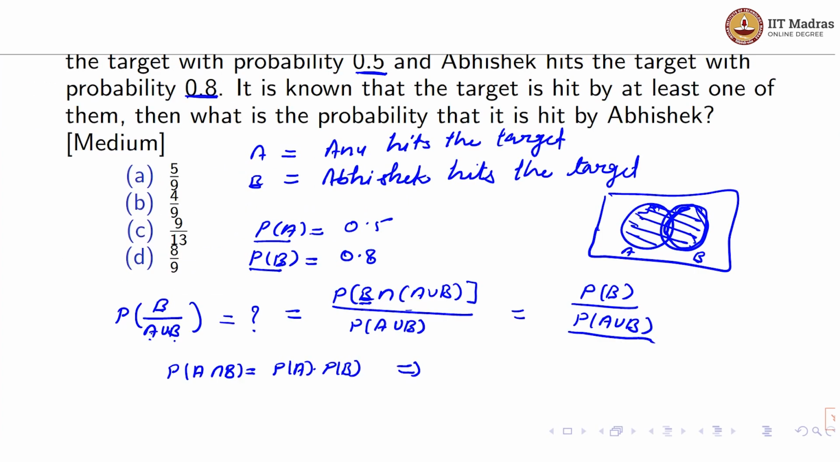Hence probability of B given A union B will be equal to probability of B, which is 0.8, upon P of A union B, which I calculated as 0.9. So this will be equal to 8 by 9. So the answer will be 8 by 9. D option is correct. That is, if the target is hit by at least one of them, then the probability that it is hit by Abhishek is equal to 8 by 9.